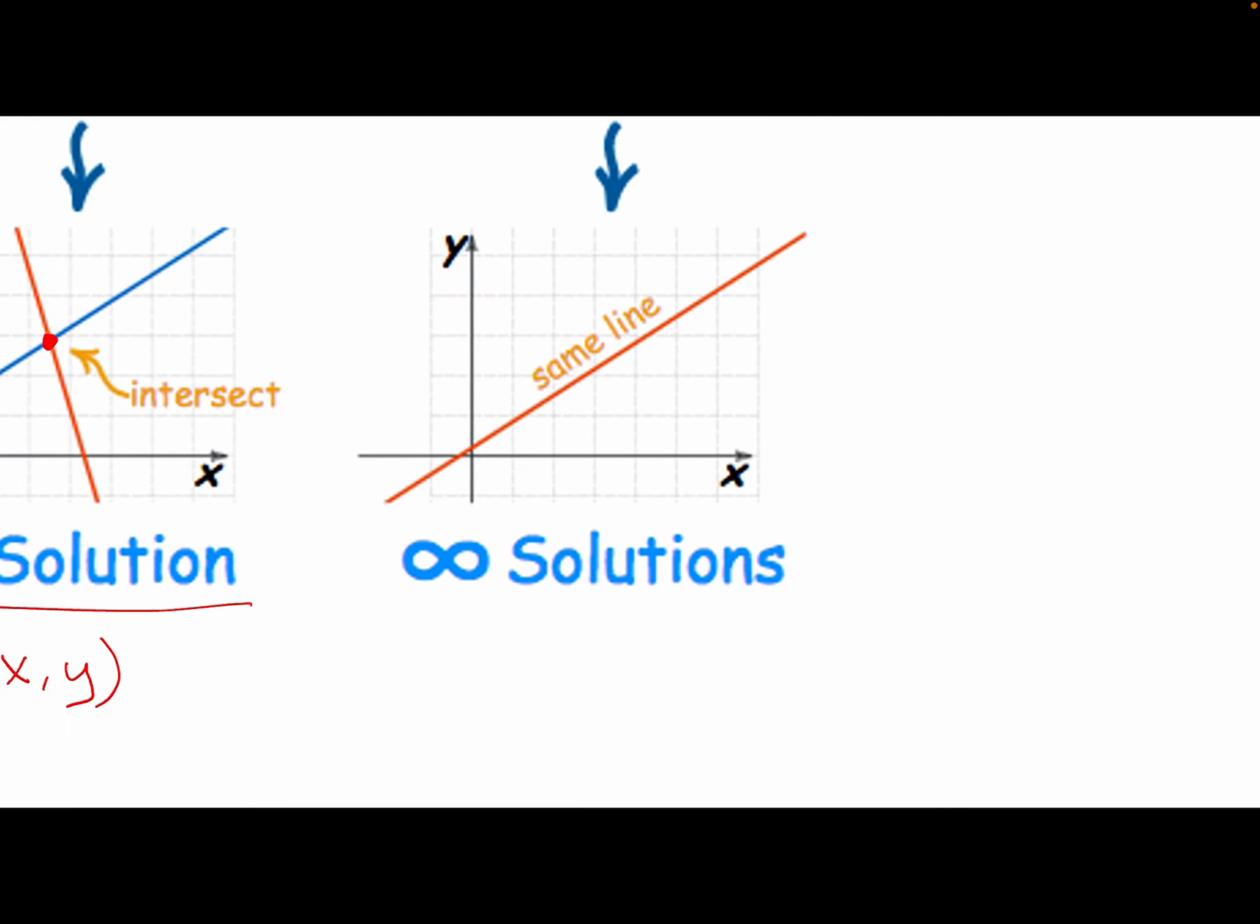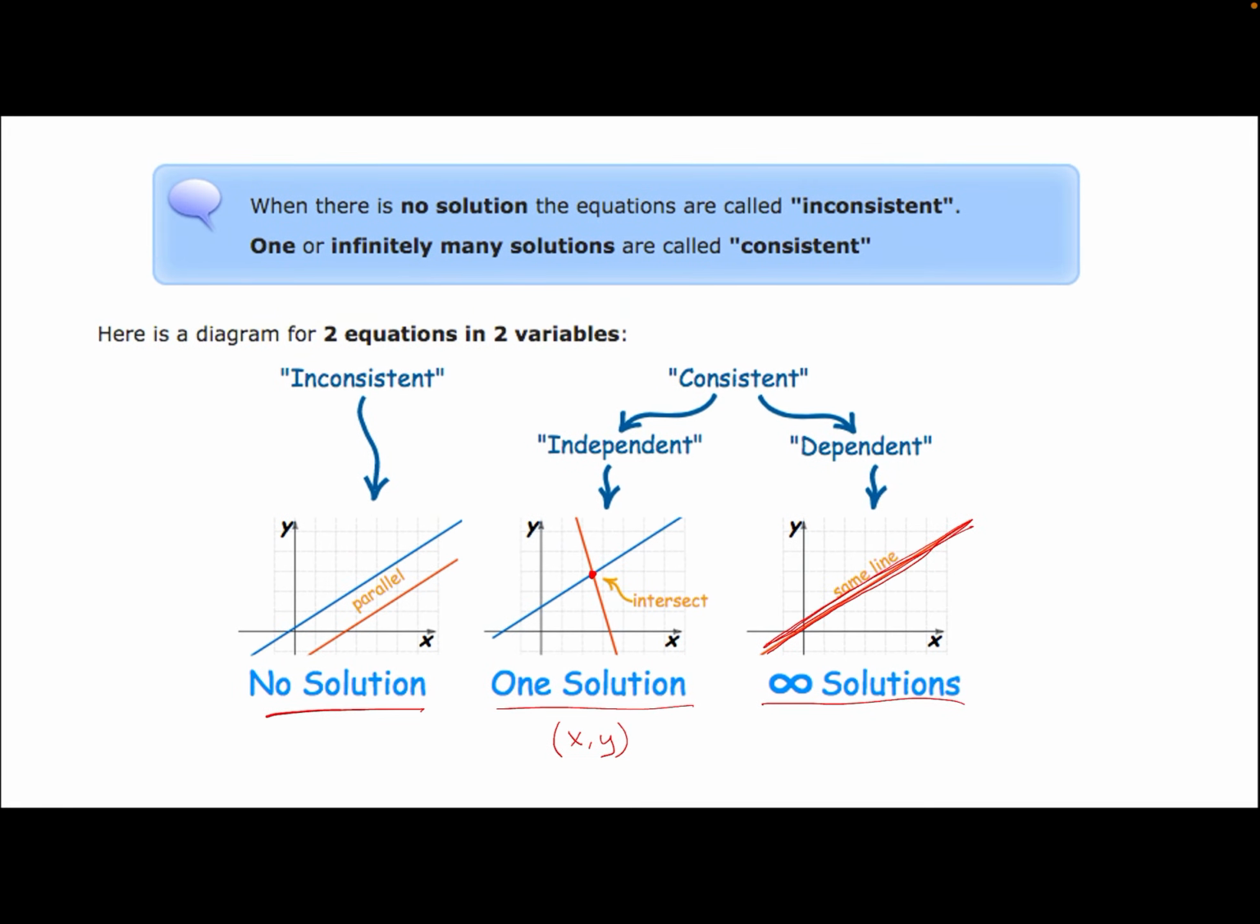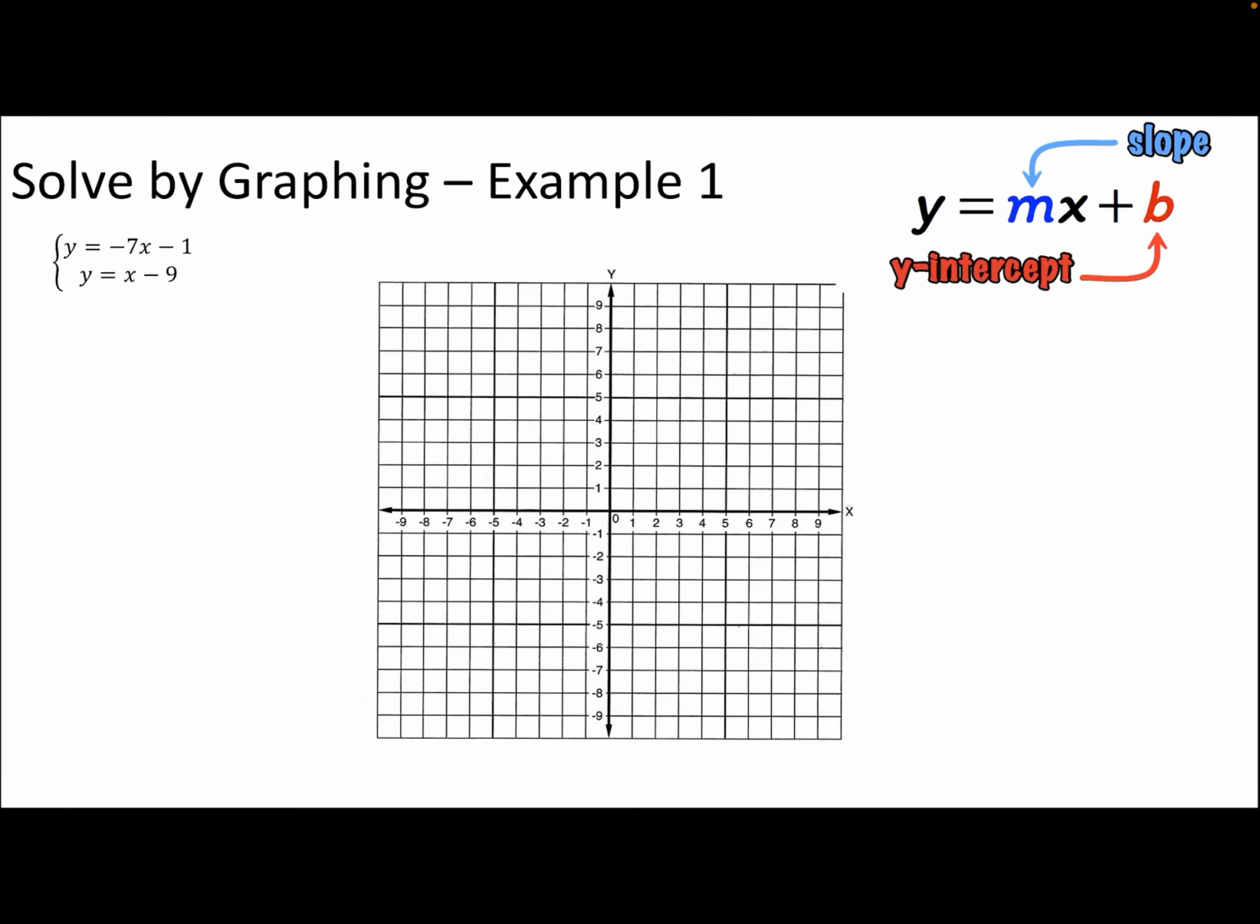We also have this situation where we would have another line, but it's right underneath that one. So they just lay right on top of each other. So they intersect everywhere, which is why we call that infinitely many solutions. So those are our options. So we're going to first solve by graphing.